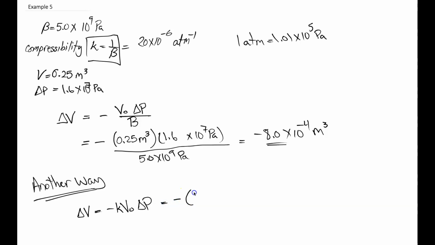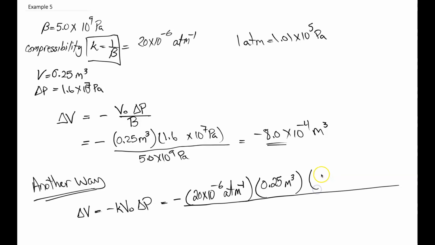So we're told that the compressibility is 20 times 10 to the minus 6 ATMs to the negative 1, and the original volume. Because we have ATMs now, we've got to be careful when we're using the next part in this equation. In order for me to use this equation with ATMs, I need to make sure that the delta P is in ATM, so I can put 1.6 times 10 to the 7th Pascal, but then I have to multiply this by 1 atmosphere over 1.01 times 10 to the 5th Pascal, and that will give me ATMs, and that will make the equation work. And if I do this, I get exactly the same as what we did before, which is the negative 8.0 times 10 to the minus 4 meters cubed.